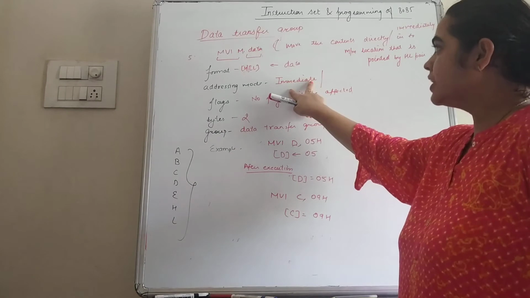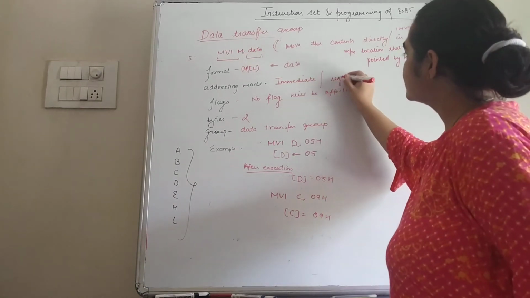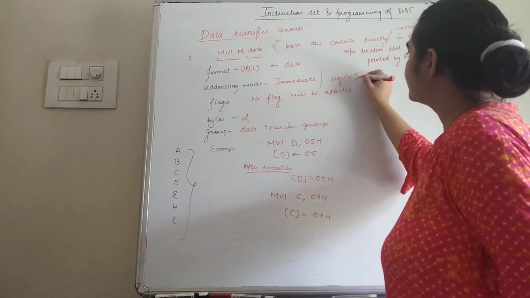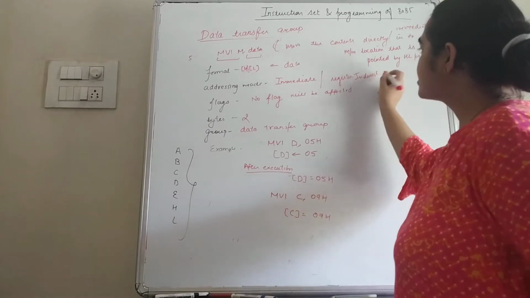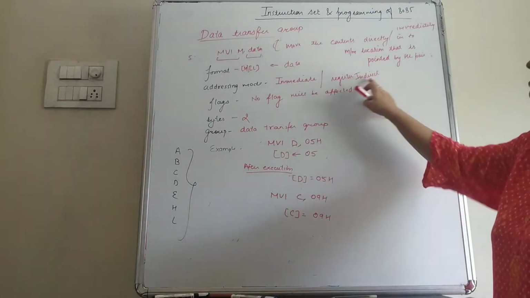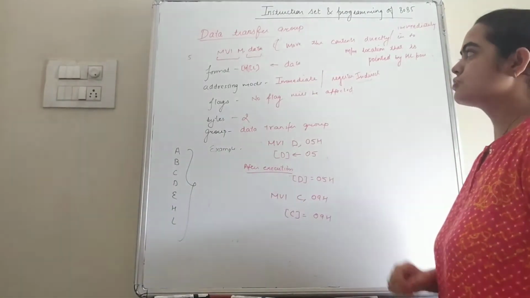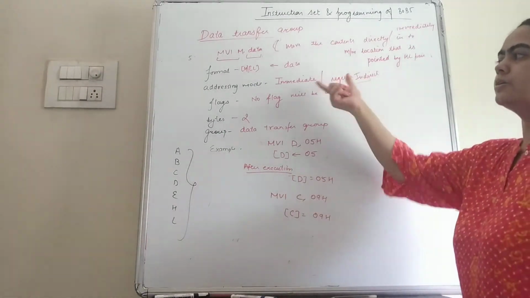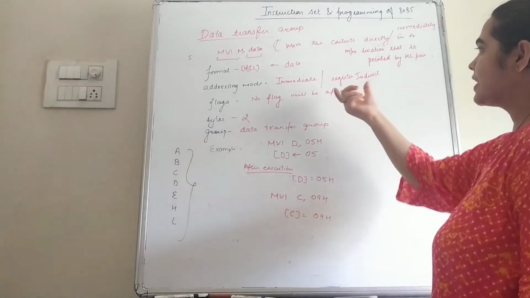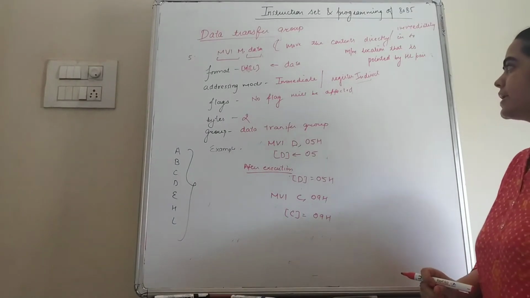First is the immediate addressing mode and second one is the register indirect addressing mode, because if M is given, that means the addressing mode is register indirect. If the data is given, that means the addressing mode is immediate. So for this instruction you have to write two addressing modes, immediate as well as the register indirect addressing mode.